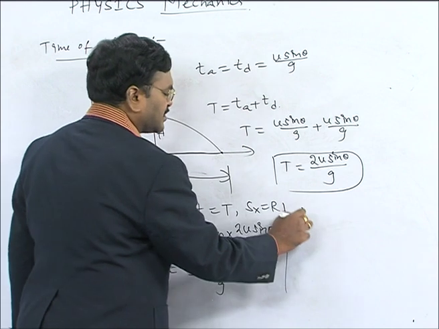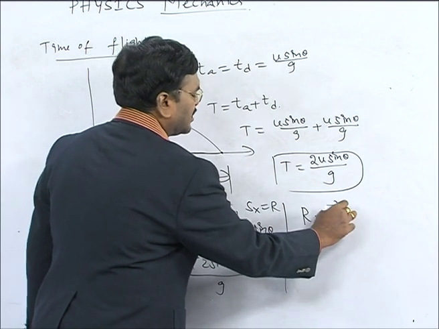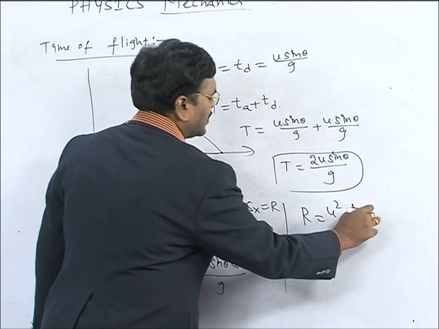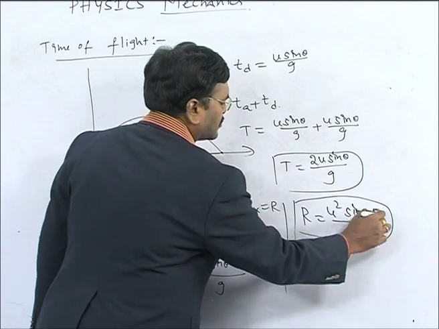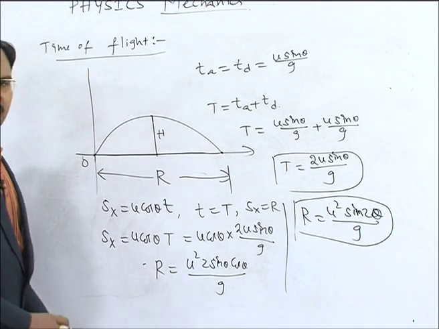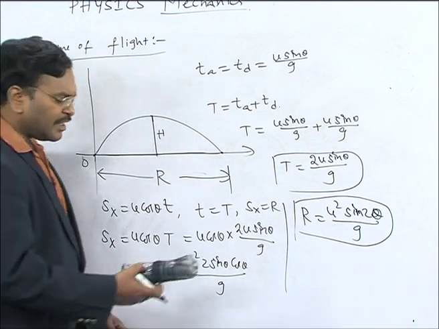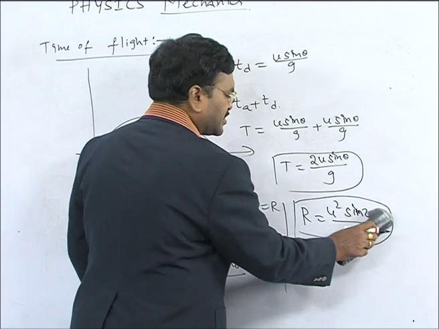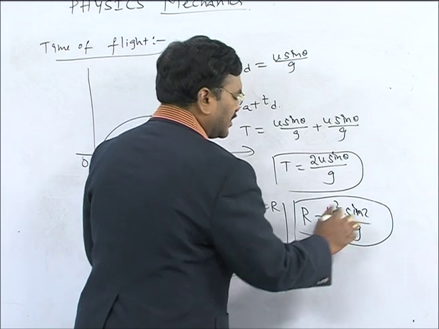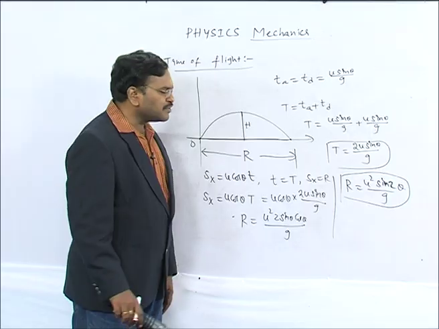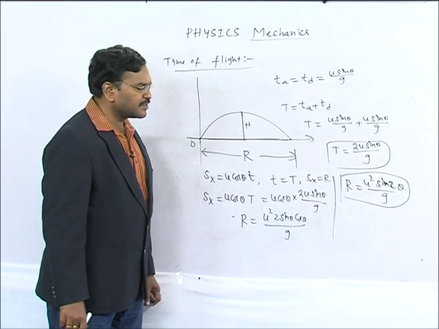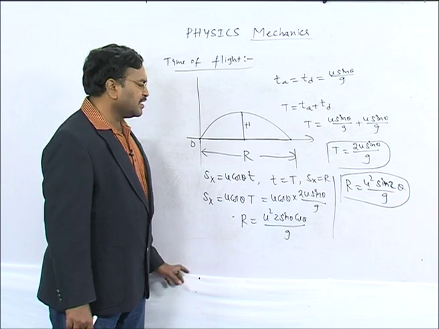So from this, R is equal to u square sin 2 theta by g. This is the range of a projectile. Now, what is u here? U is the initial velocity. What is theta? Angle of projection. So the range of a projectile is u square sin 2 theta by g.